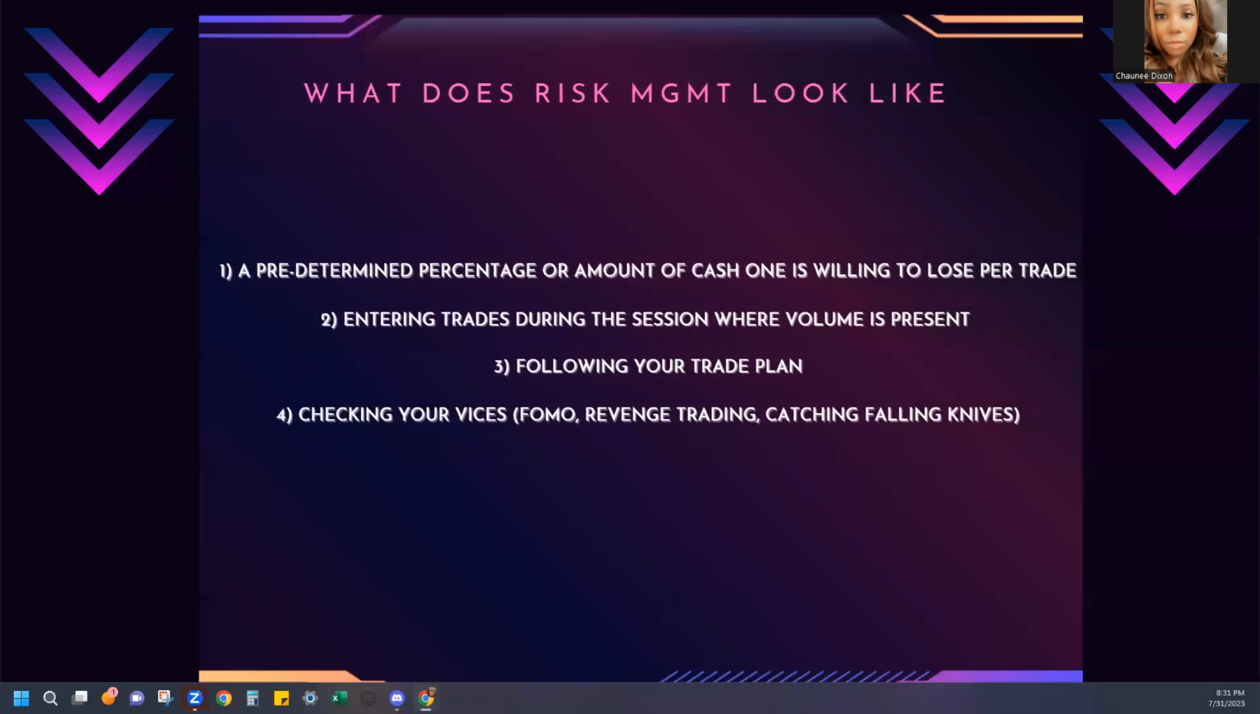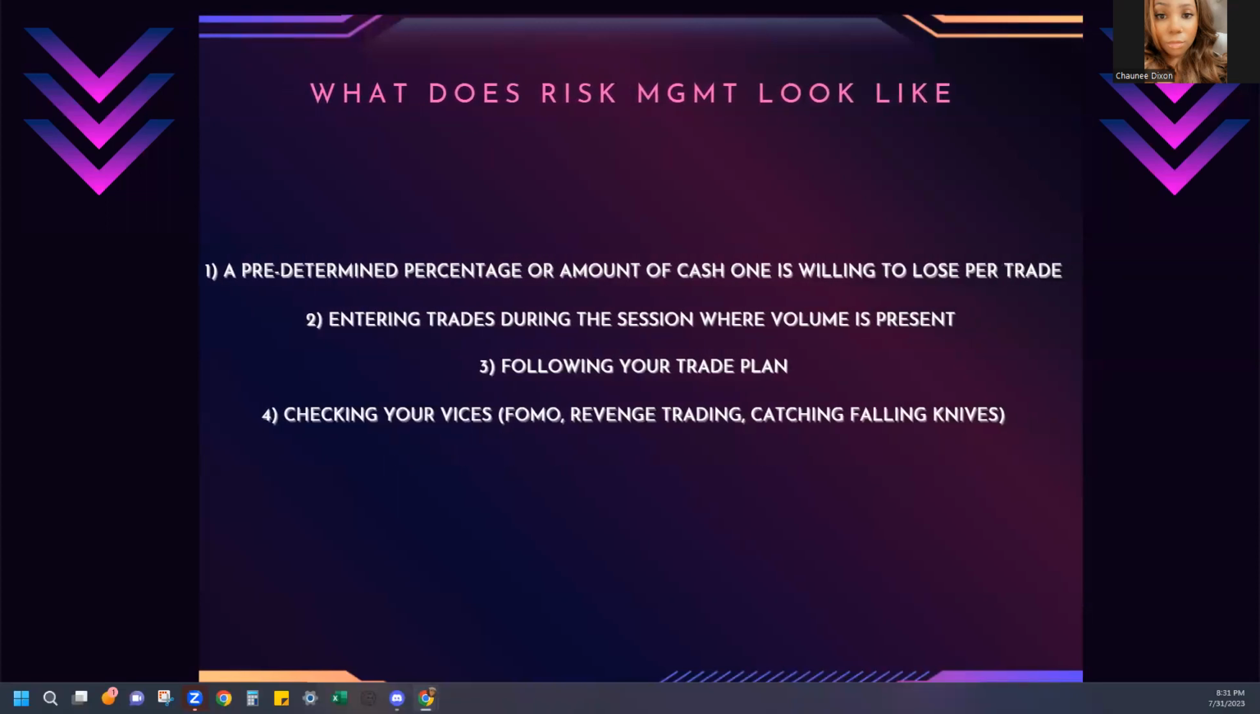All right, so risk management, to me, what risk management looks like is a predetermined percentage or amount of cash you're willing to lose per trade. Entering trades during a session where volume and volatility is present, following your trade plan, and then making sure you keep your vices in check. And your vices could be fear of missing out, also known as FOMO, revenge trading, or catching fallen knives, which is where you just don't give up on a losing trade. You just keep hoping it's going to reverse back into the direction you hoped.